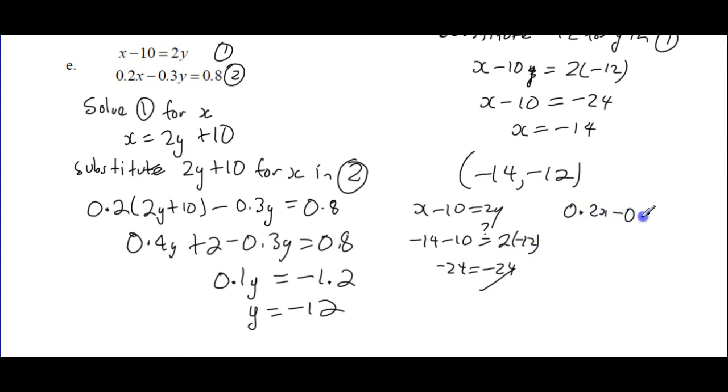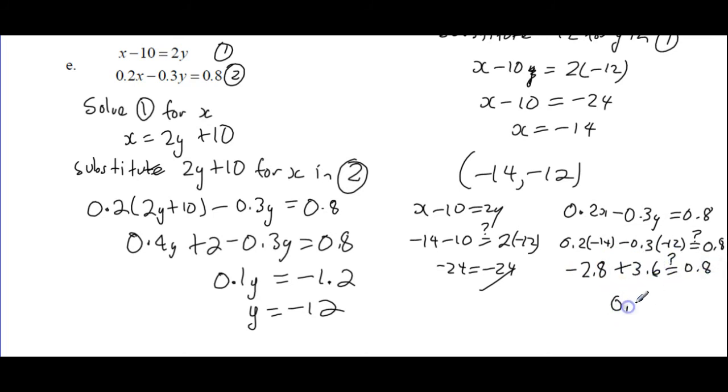0.2x minus 0.3y is 0.8. 0.2 times negative 14 minus 0.3 times negative 12. And here's the question. Is that equal to 0.8? All right, what do we get here? Negative 2.8 plus 3.6. Is that equal to 0.8? 0.8 equals 0.8. Yes, it is. It's true. And this is the solution.